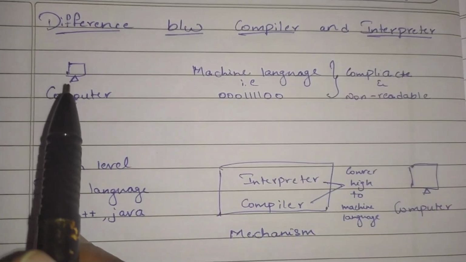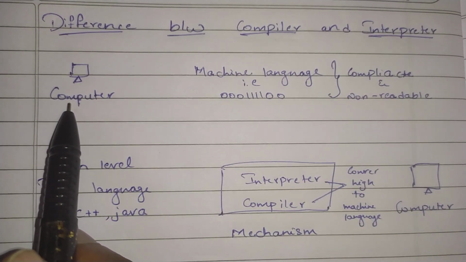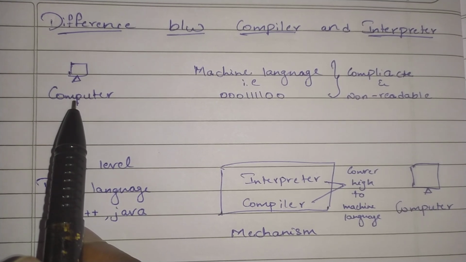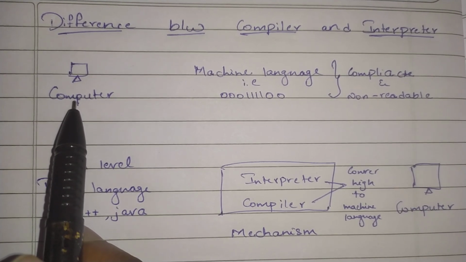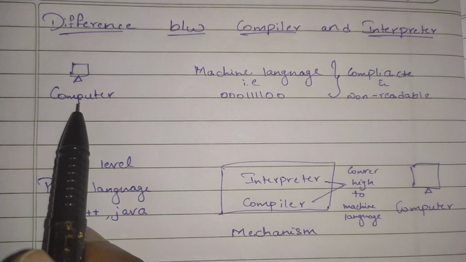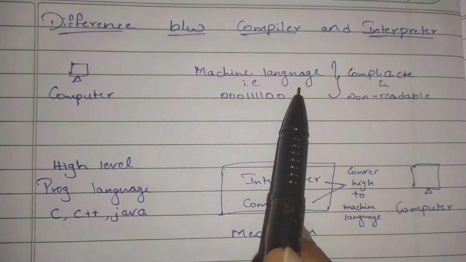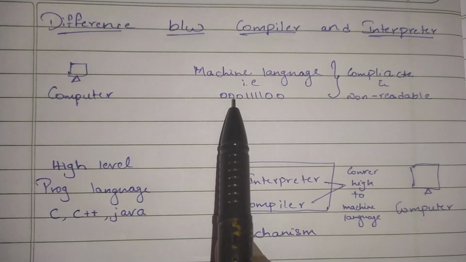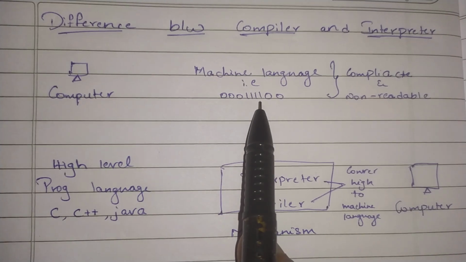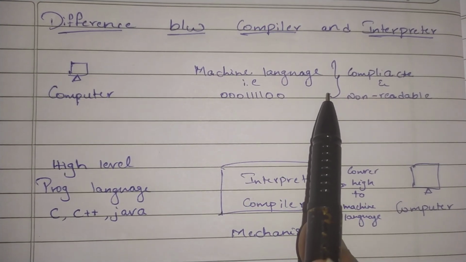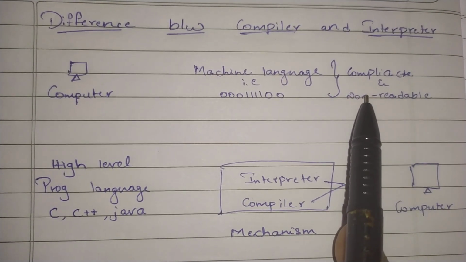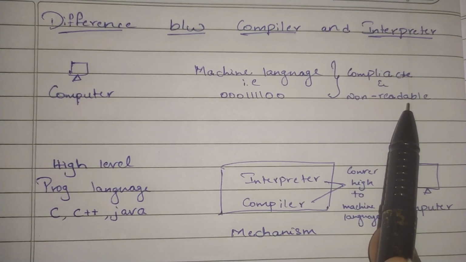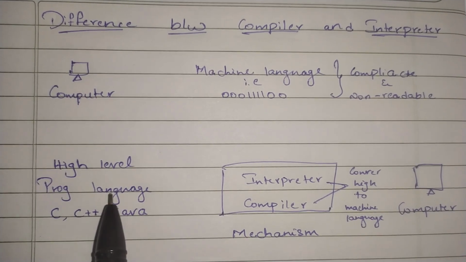So basically, there will be one computer, and the computer doesn't know the languages that we speak. To convey that, we developed machine language. This machine language understands only zeros and ones, and it is very complicated to understand and not readable either. For that, we developed high level programming languages.